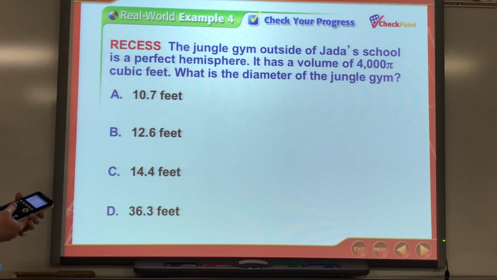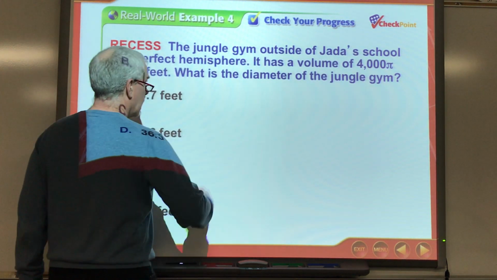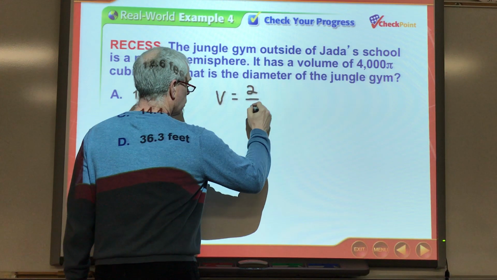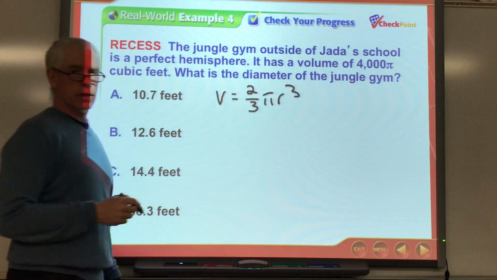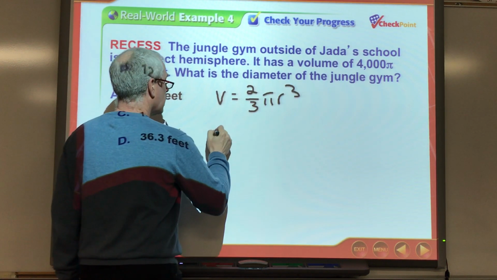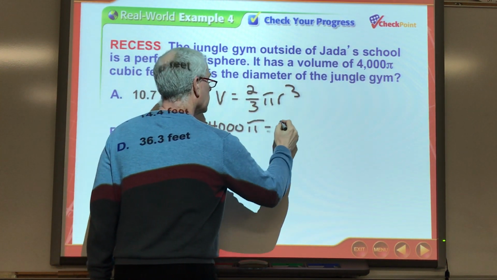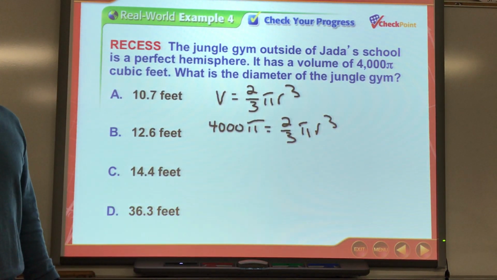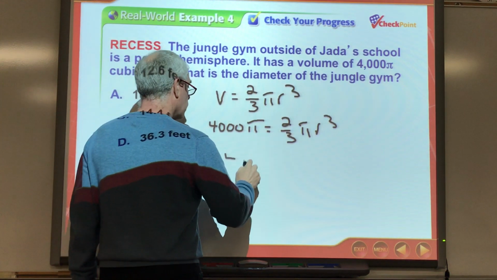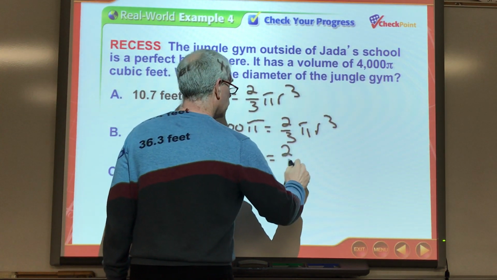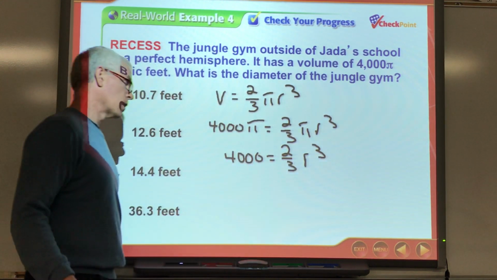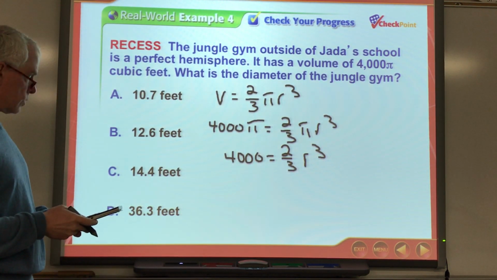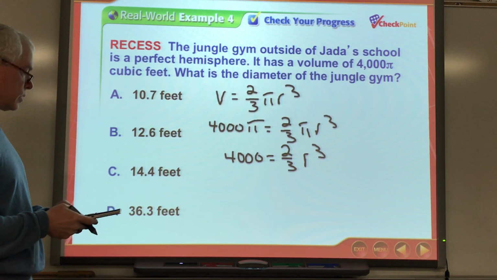And I'll work through one with you here. So the jungle gym outside of Jada's school is a perfect hemisphere. It has a volume of 4,000 pi. What is the diameter? So again, a hemisphere has a volume of 2/3 pi r cubed. They've given me the volume, so we're going to say 4,000 pi equals 2/3 pi r cubed. Both the left and the right side have a pi involved, so I'm going to get rid of that. So I'm going to go 4,000 equals 2/3 r cubed, okay? And so then to get rid of the 2/3, I'm going to multiply by the reciprocal, 3/2.